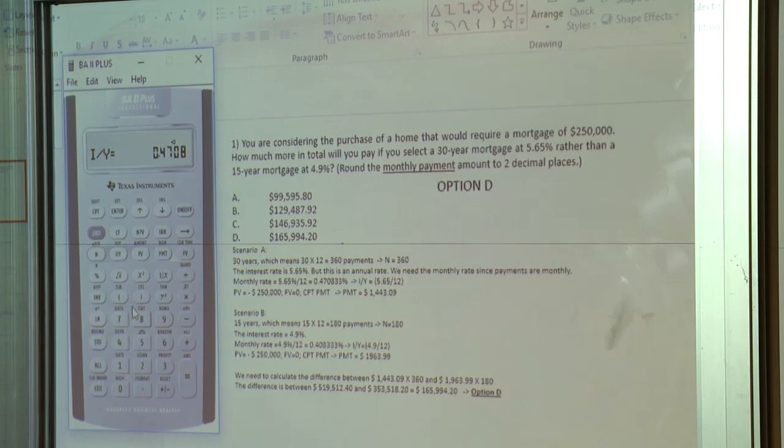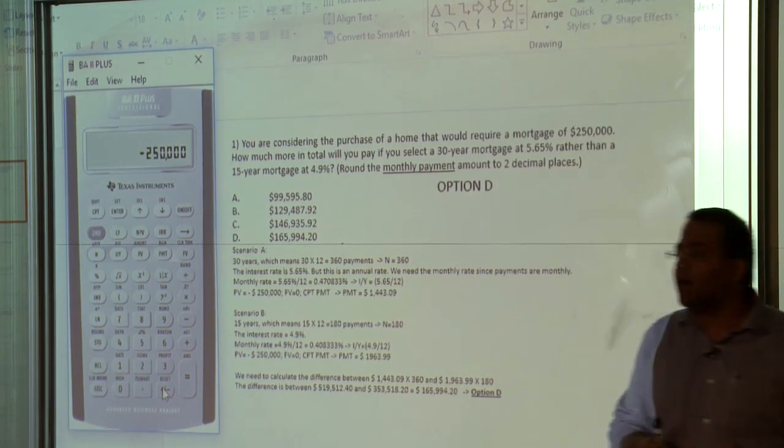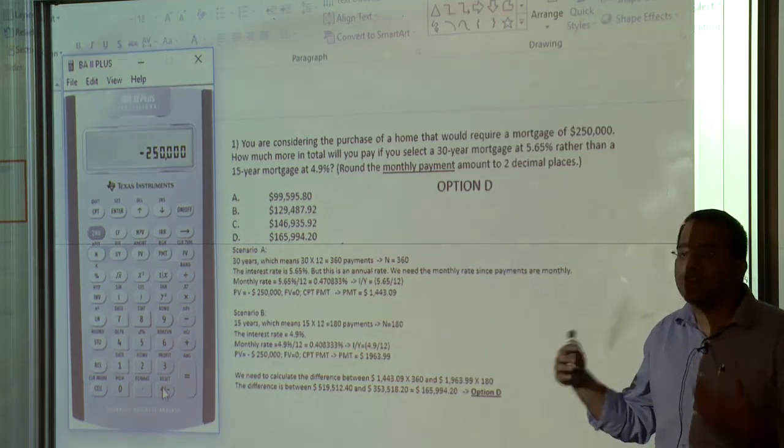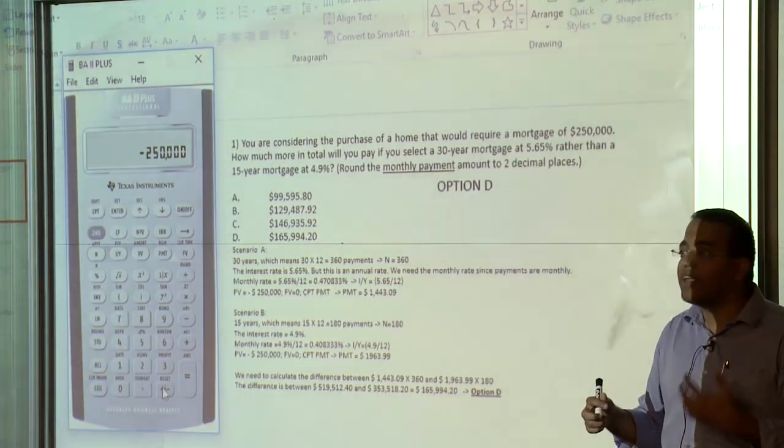Okay, now you put in $250,000, and here I'm going to do something. I'm going to put a minus sign here. Okay, I'm going to put in a minus sign here because I want my answer to be a positive number. Okay, and this is the key thing to think about when you're talking about the financial calculator. The signs, they are very, very important.